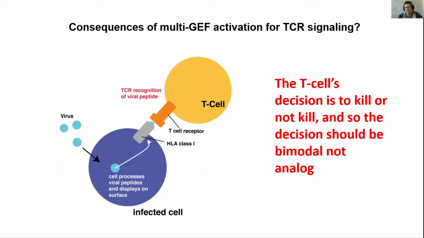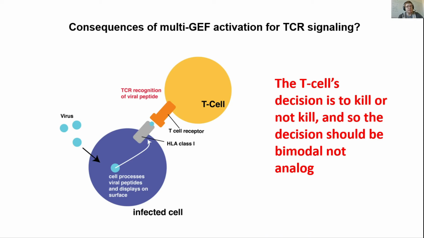And why would you want to have this type of bimodal response? Why couldn't you do analog? Isn't it nice sometimes to be able to read out different shades of gray? Well, if you think about the biology of what's happening here, remember that we're talking about a T cell interrogating a target cell. And the choice this cell is trying to make is, do I kill this target or not? And killing something or not killing something is a pretty binary process. You can't half kill something or 25% kill something or 75% kill something.